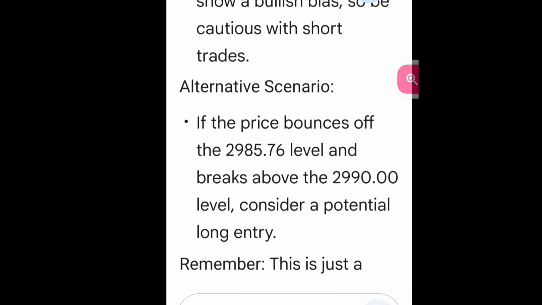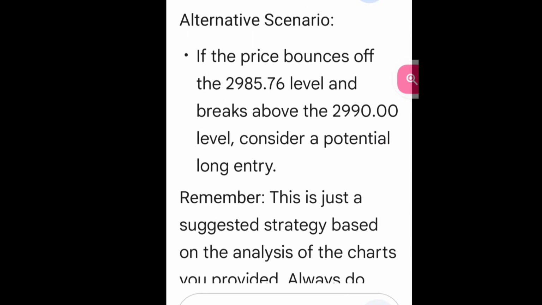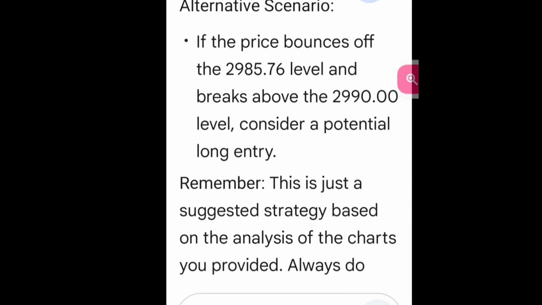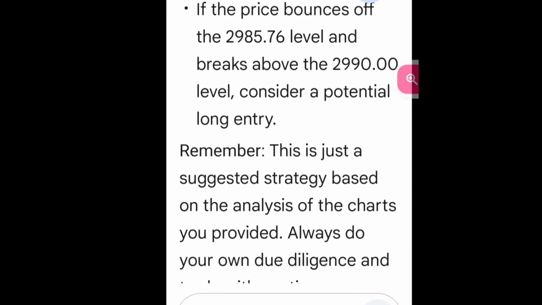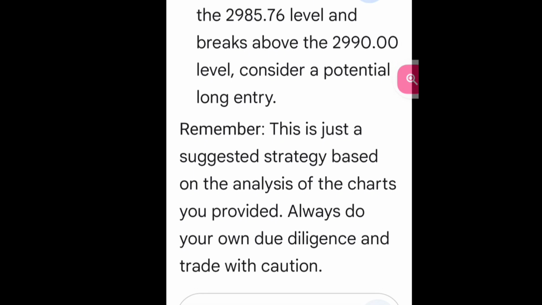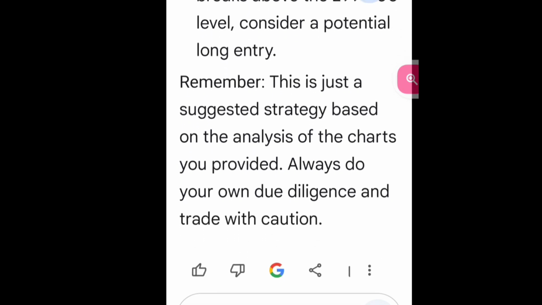Alternative scenario. If the price bounces off the 2,985.76 level and breaks above the 2,990.00 level, consider a potential long entry.